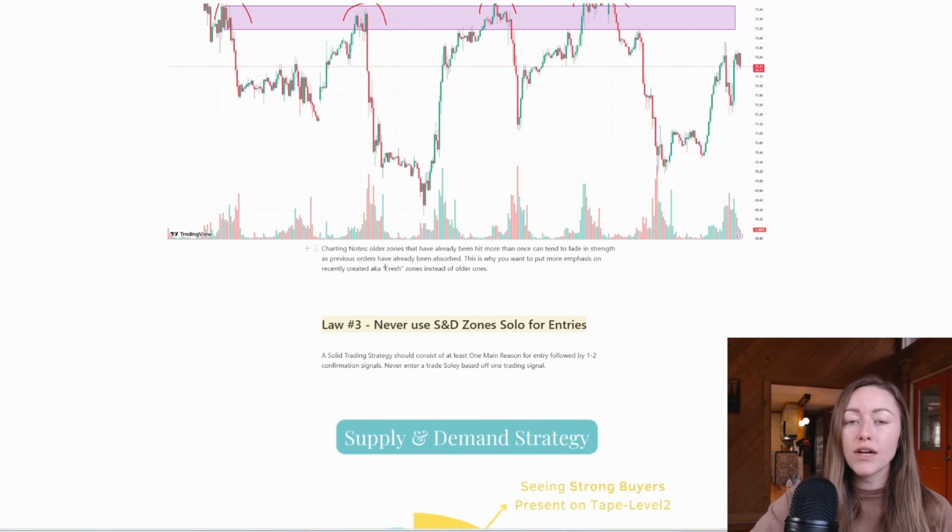So just to recap what I just said, older zones that have already been hit more than once can tend to fade in strength as previous orders have already been absorbed. This is why you want to put more emphasis on recently created, aka fresh zones instead of older ones.